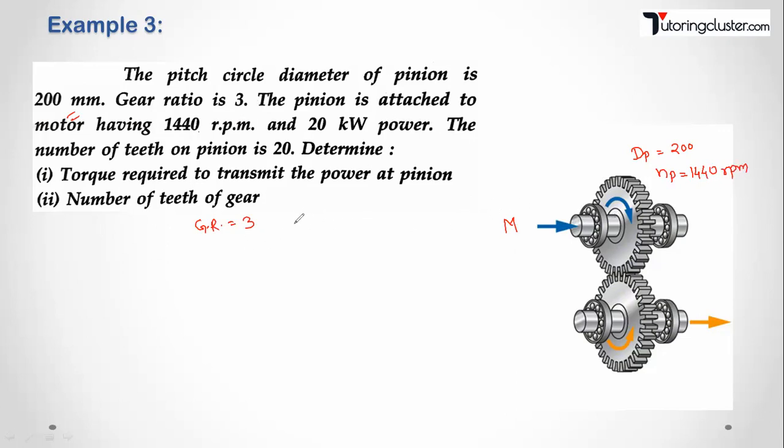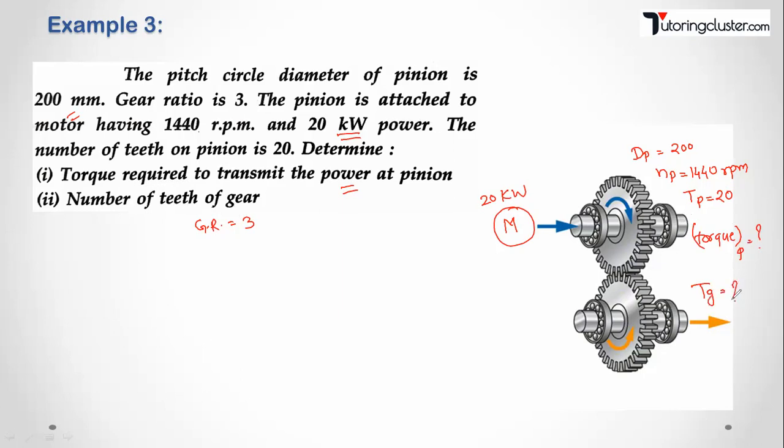नाउ दिस मोटर इट इज ऑफ 20 किलोवाट पावर. ये जो मोटर है इट इज ऑफ 20 किलोवाट पावर. नाउ नंबर ऑफ टीथ ऑन द पिनियन. सो ऑल द डेटा ऑफ पिनियन इज ऑन दिस गिवन. यू हैव टू फाइंड आउट व्हाट इज द टॉर्क रिक्वायर्ड टू ट्रांसमिट द पावर एट पिनियन. दैट मीन्स TP हमें फाइंड आउट करना है. ओके, दिस इज व्हाट टॉर्क बेसिकली. Okay, so we have to find out the torque at the pinion at this side. Torque at the pinion you have to find out, and number of teeth on the gear. So you have to find out T.